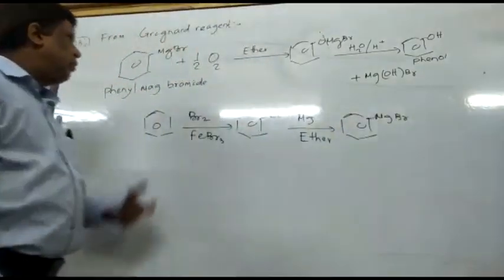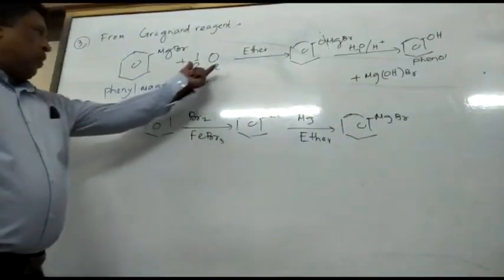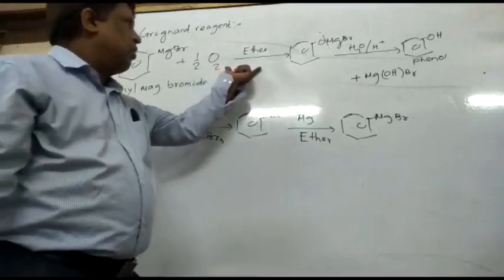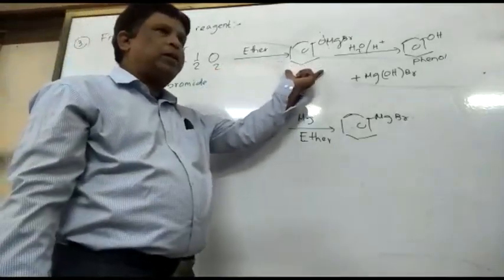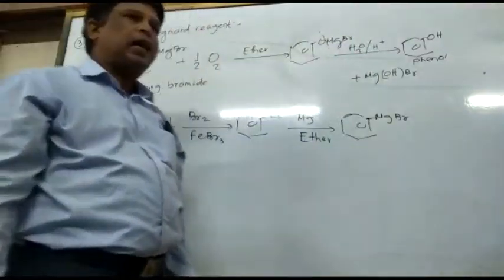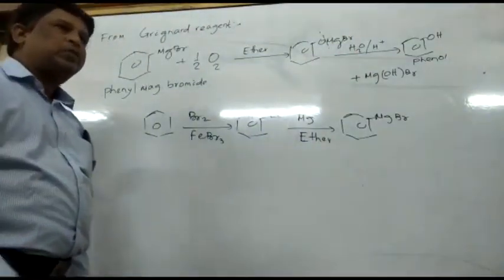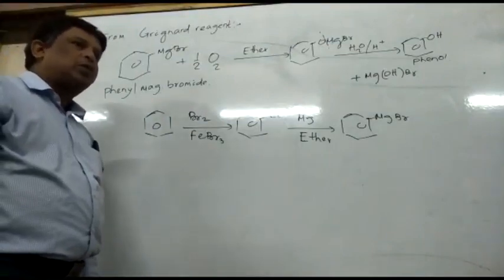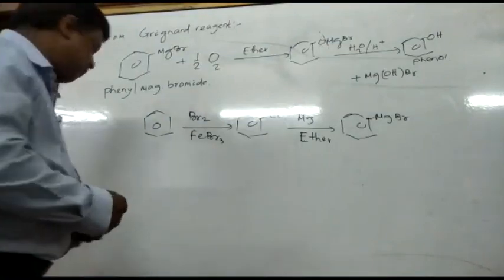So I repeat the statement. When phenyl magnesium bromide undergoes oxidation in ethereal medium, an addition product is formed, which upon acidification gives phenol. It is the third method of preparation. Next we go through the fourth method of preparation, that is from the salt of salicylic acid.